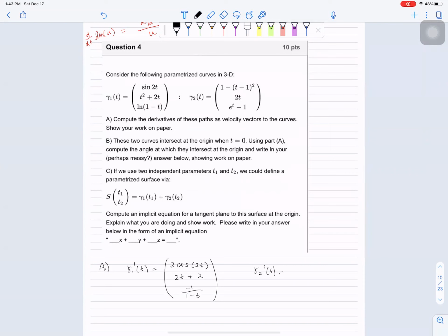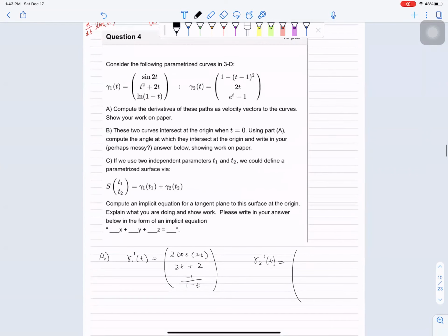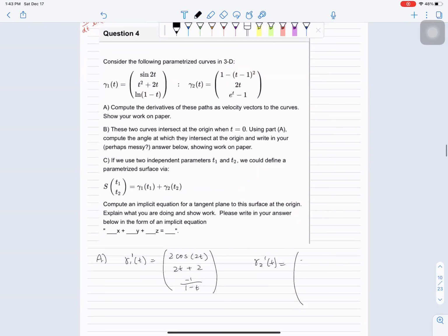Derivative of gamma 2. You have to use the chain rule again. So I bring the 2 down, so I have -2t minus 1. Don't forget to multiply by the derivative of the inner thing, which turns out to be just 1. Derivative of 2t is 2. Derivative of e to the t is my favorite derivative because it's e to the t.